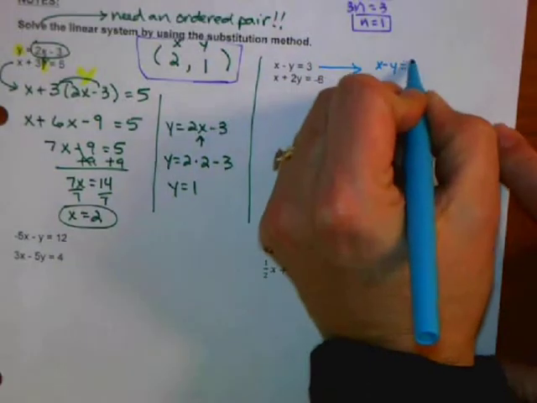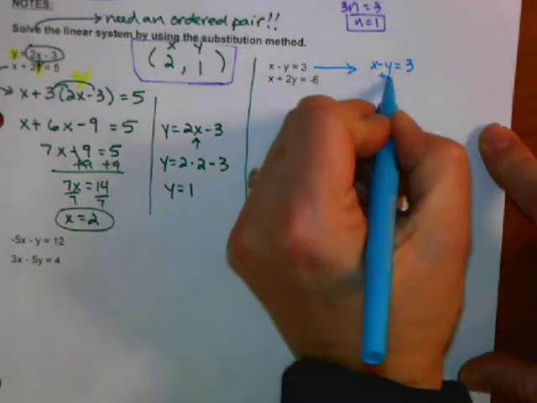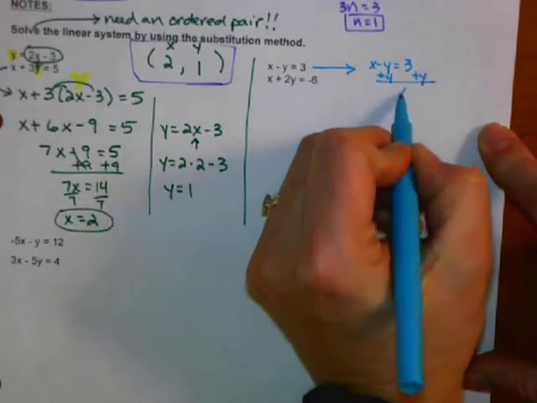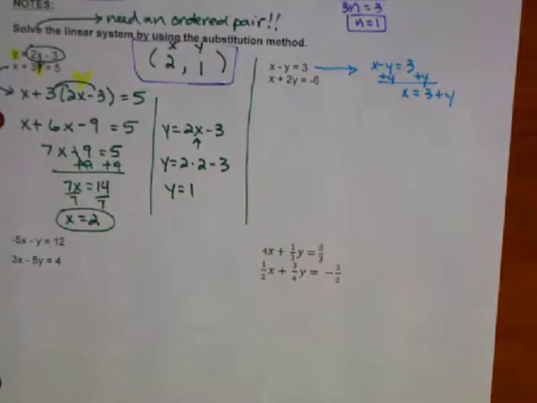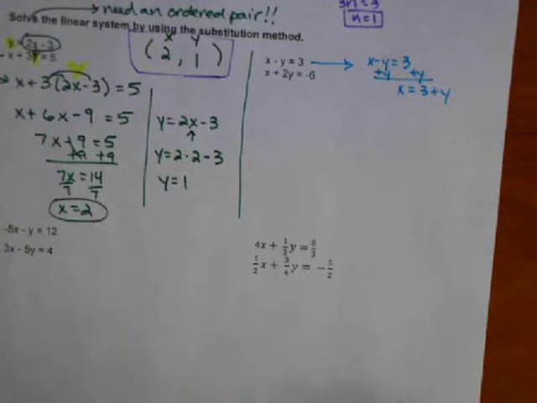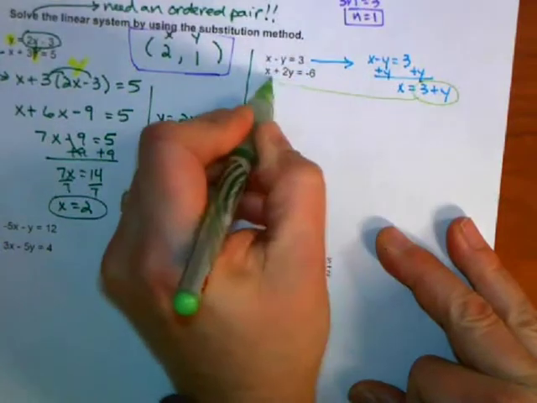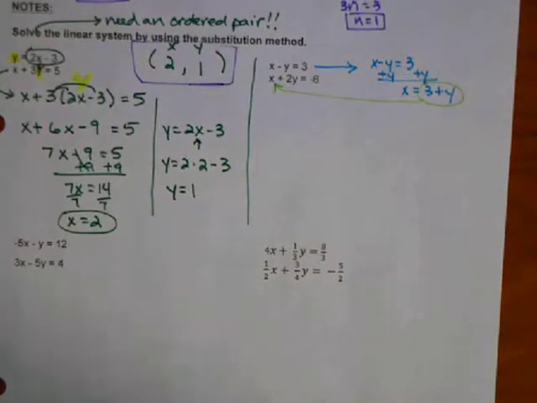So I'm just going to write this like this. This is what I started with. x minus y equals 3. I'm going to add y to both sides. And I get x equals 3 plus y. Okay, now I can substitute. I'm going to take this value for x and substitute it into my other equation where x is. Because I'm saying x is equal to 3 plus y. So I can substitute it into the other equation, and it will look like this.